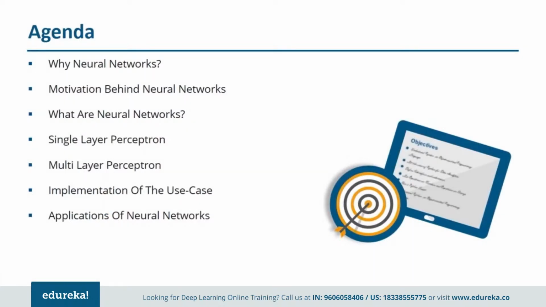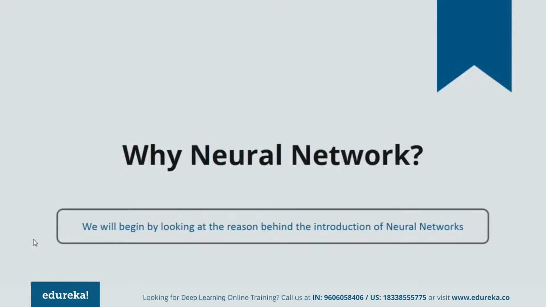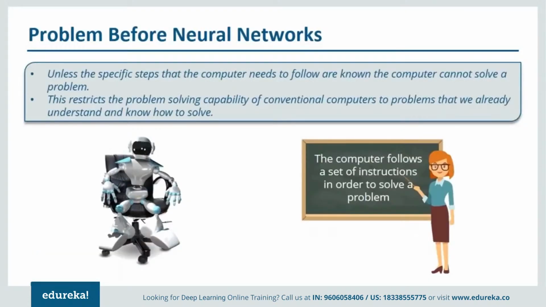So we'll move forward and we'll understand why we need neural networks. So in order to understand why we need neural networks, we are going to compare the approach before and after neural networks. And we'll see what the various problems that were there before neural networks were. So earlier, conventional computers used an algorithmic approach. That is, the computer follows a set of instructions in order to solve a problem. And unless the specific steps that the computer needs to follow are known, the computer cannot solve the problem.